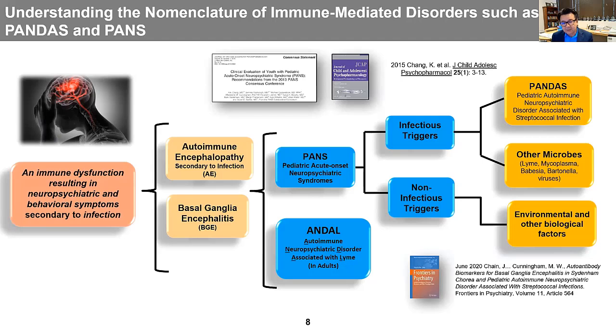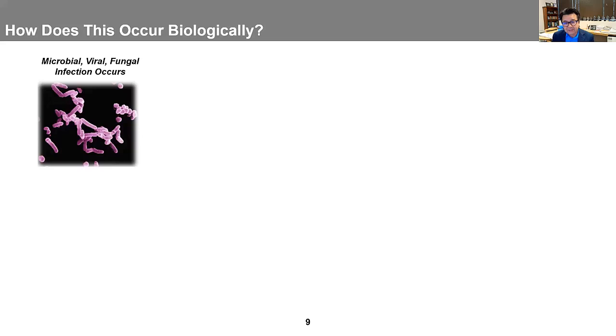So I hope this helps in the understanding, because sometimes the nomenclature and the terminology gets confused, in the sense that if you don't fall into these criteria, you might succumb to a similar model, but it's not necessarily that exact diagnosis. So if we look biologically, how does that occur?